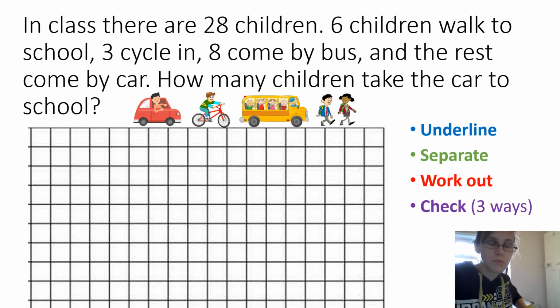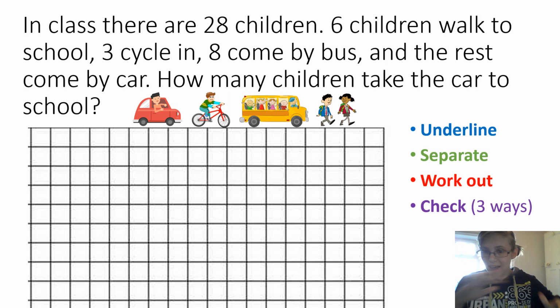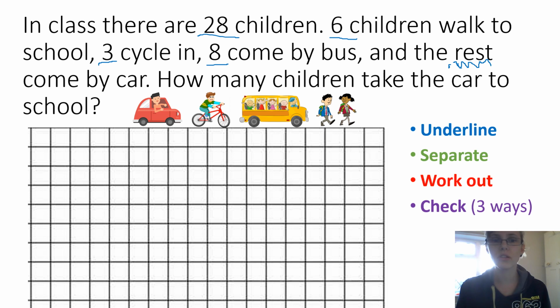On this one again, I'm going to do the first step and then I'm going to leave you to do the rest, and then you can just see my answers at the end. I'll just help you underline and separate out the bits that you need to work out before you have a go, which is what you should do with all of these questions. In class, there are 28 children. 6 children walk to school, 3 cycle in, 8 come by bus, and the rest come by car. How many children take the car to school?